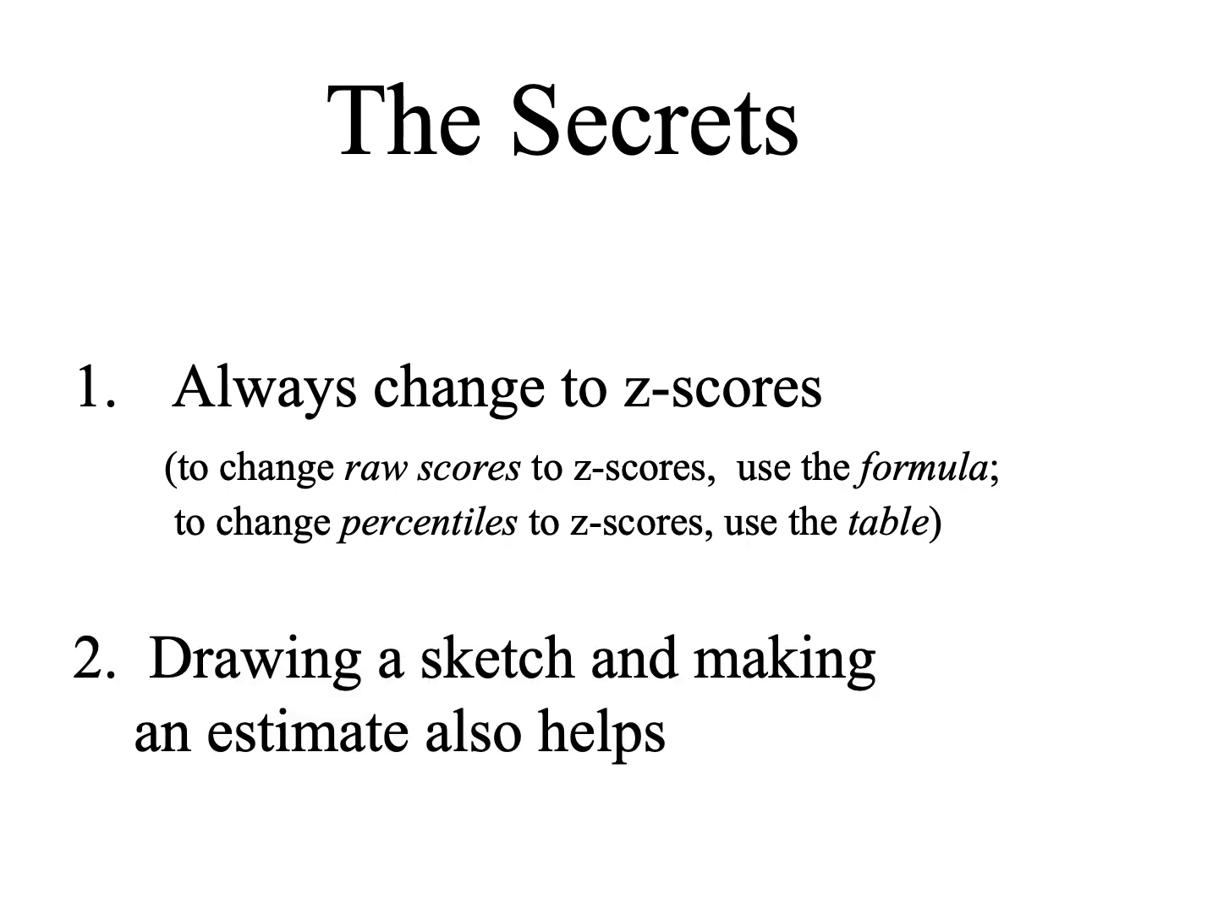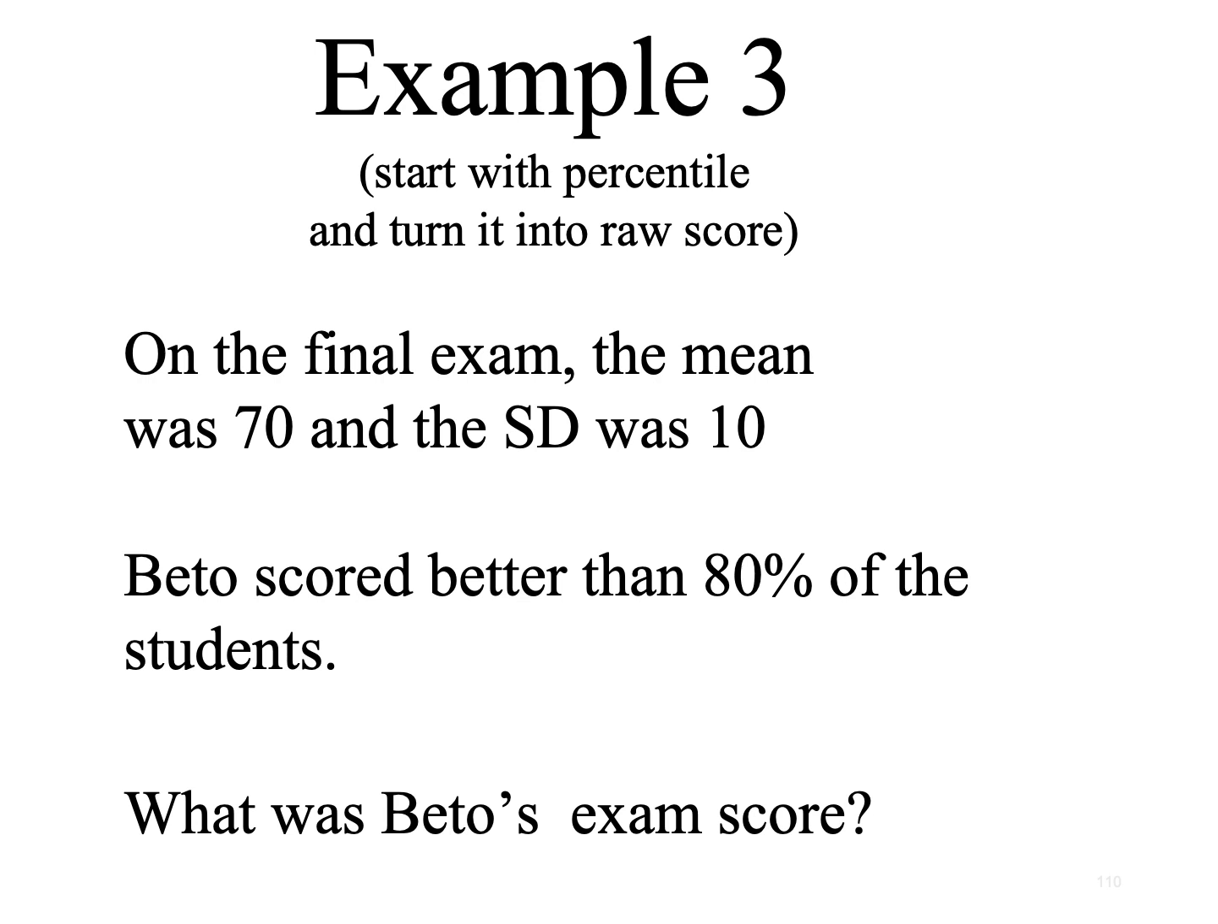The second secret is to make a sketch and estimate. It really helps to do this. So I will give you an example of how to do this. Here is a problem that involves Bedel again. On the final exam, the mean was 70 and the standard deviation was 10. Bedel scores better than 80% of the students. What was Bedel's exam score?